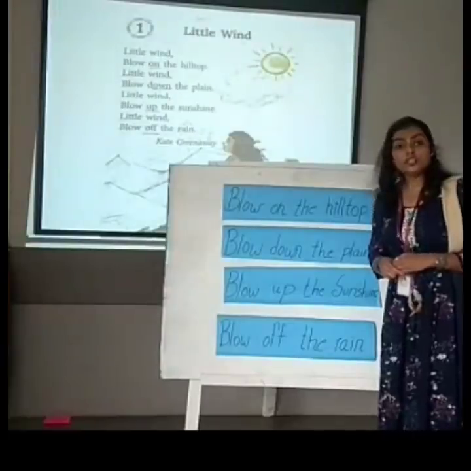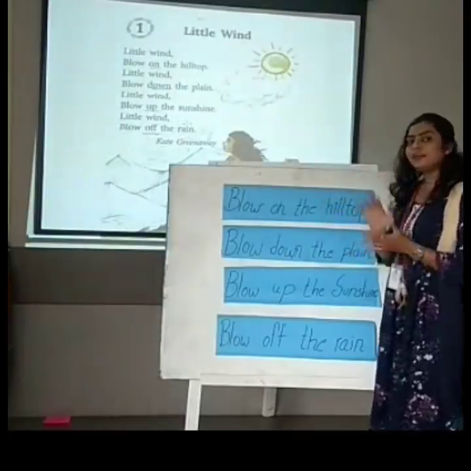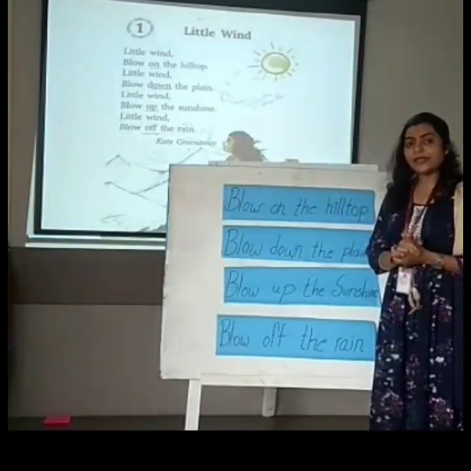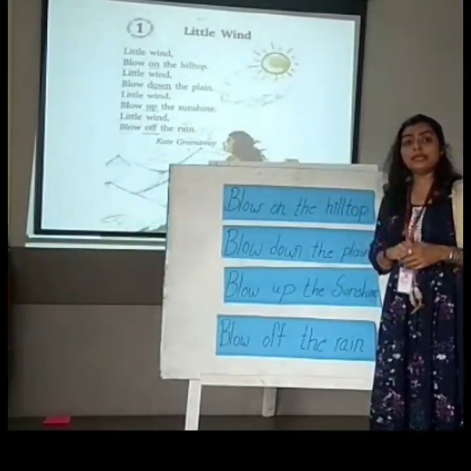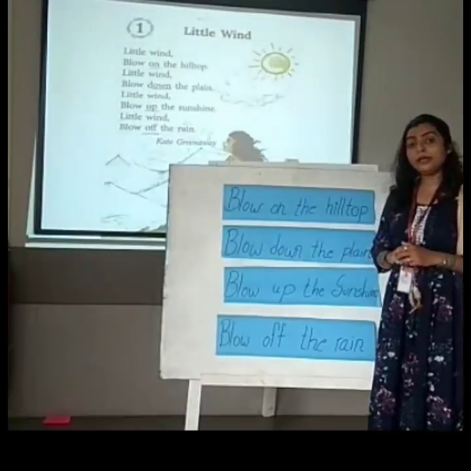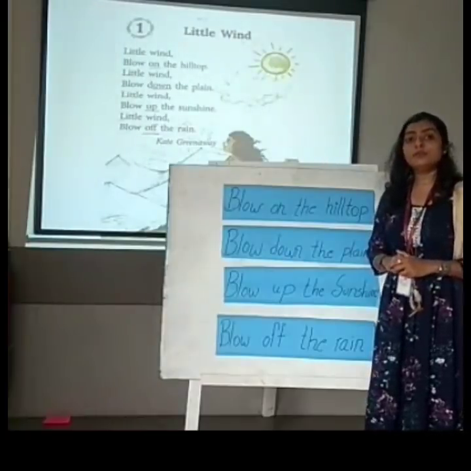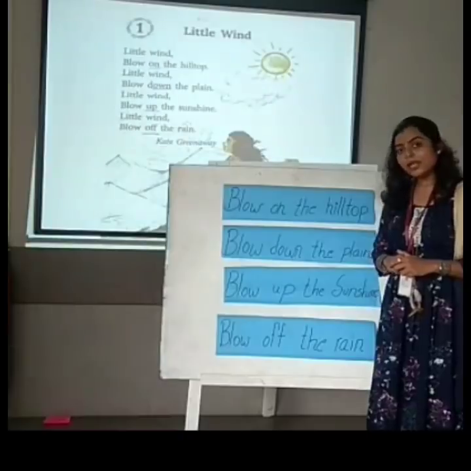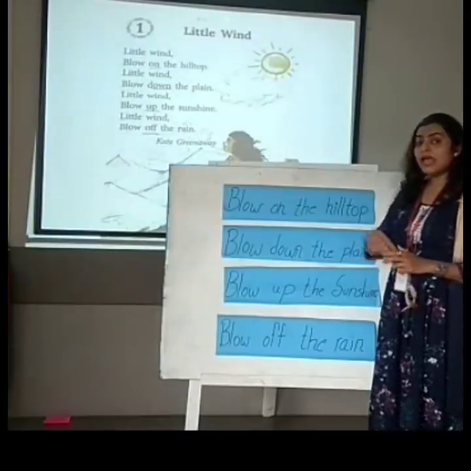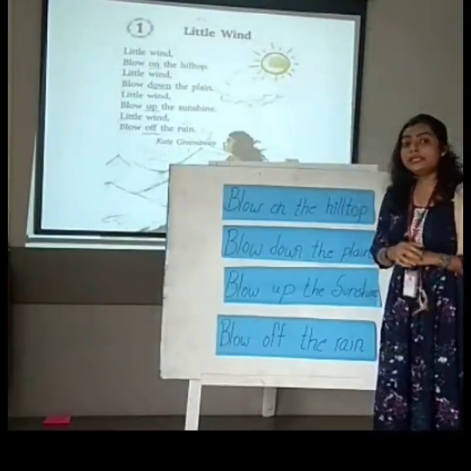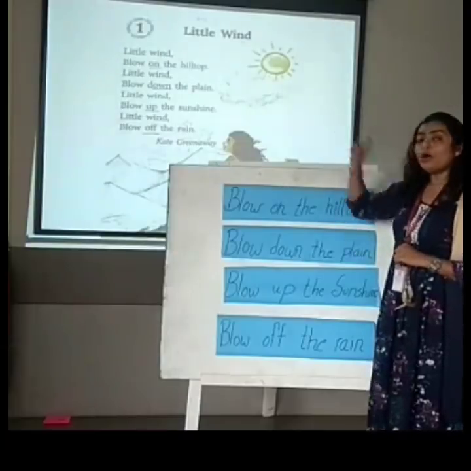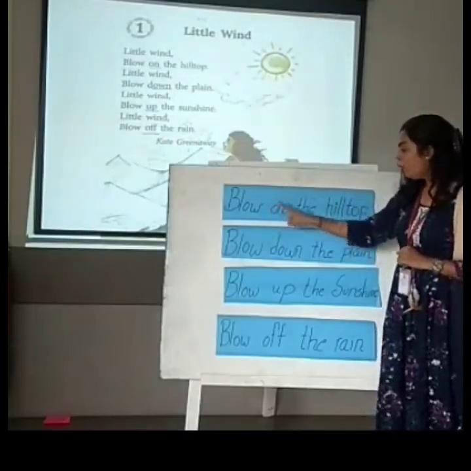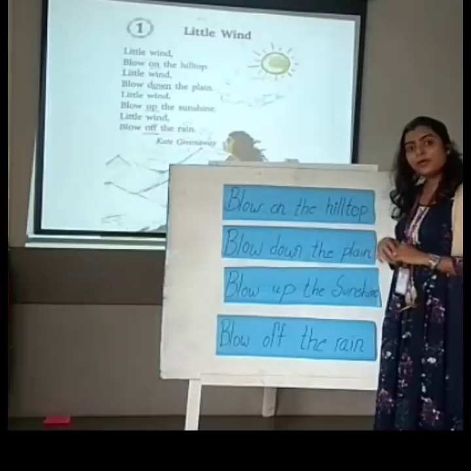Okay, so children, here is a boat. Okay, and now we will do line by line reading, okay? And I will make you understand what every word means. Okay? So see, as we have read there, little wind blow on the hilltop. Blow on the hilltop. Okay, children?